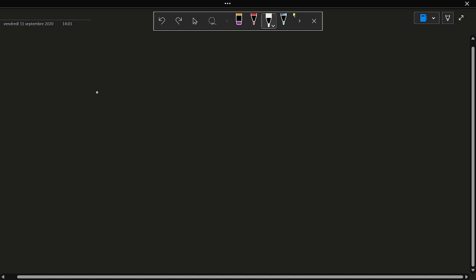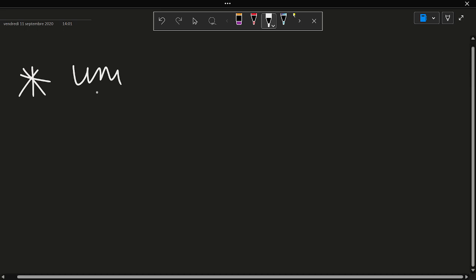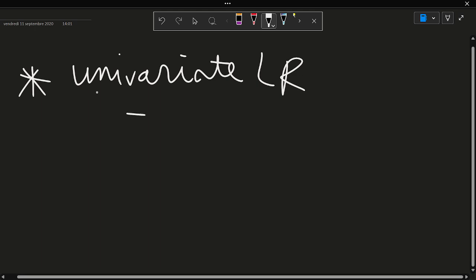So let's start with defining a univariate function. A univariate function is a function for which we have an input x and then we have an output y. So when we're doing a univariate linear regression, what we're dealing with is we're trying to fit a line.